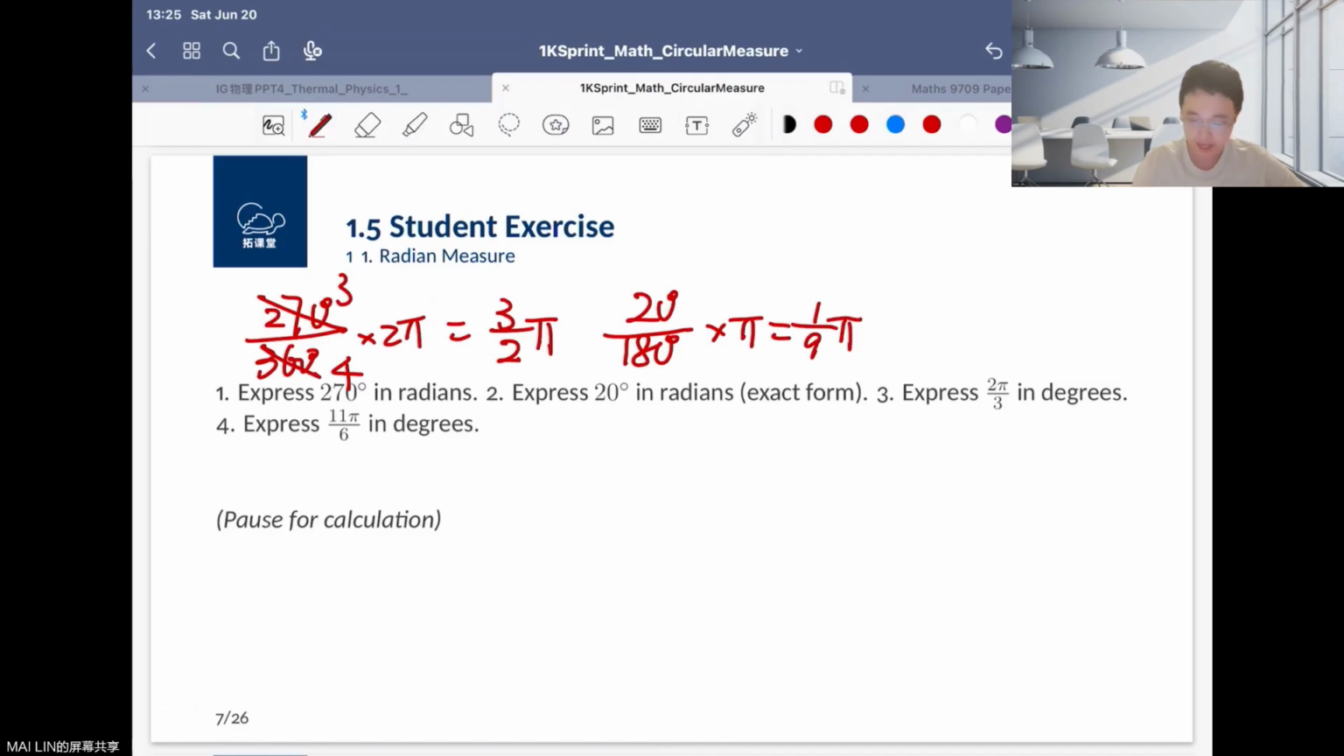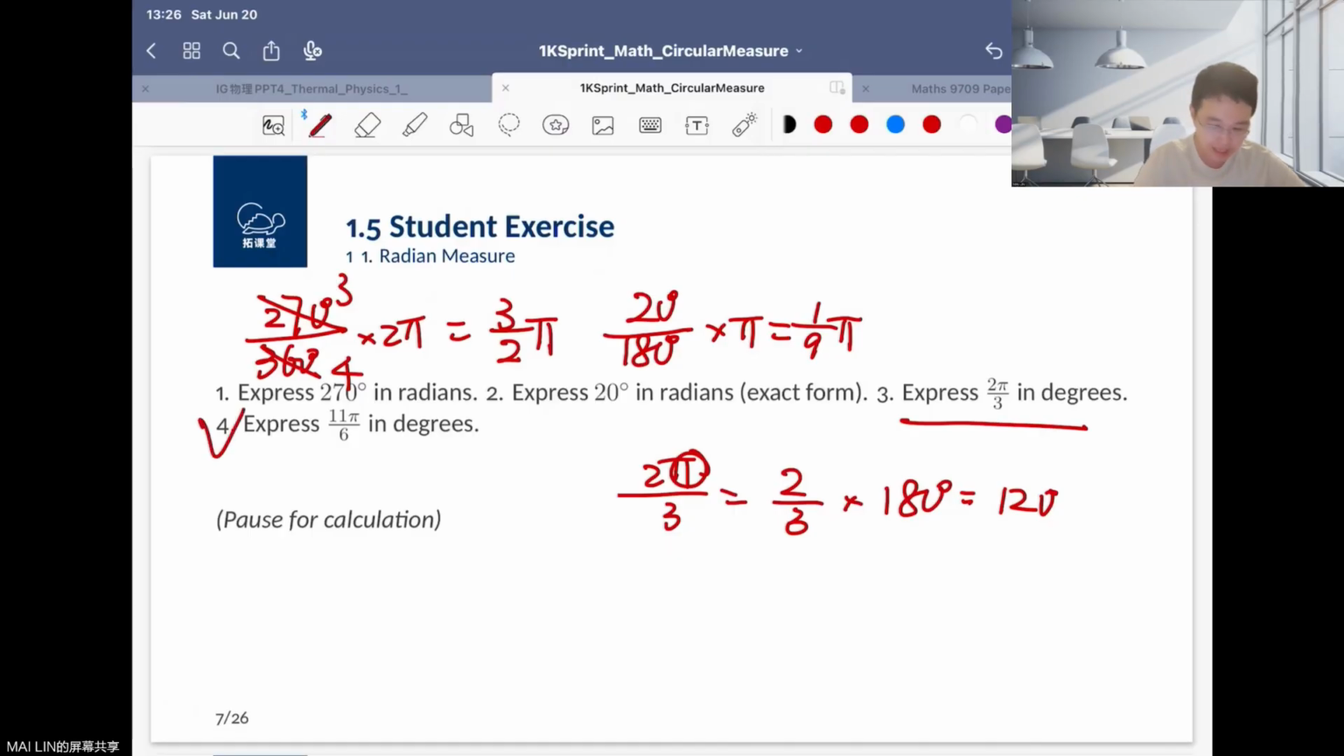For the next problem, express 2 pi over 3 in degrees. Pi can be considered as 180 degrees, right? So 2 over 3 times 180 degrees equals 120 degrees, okay? And for the last problem, express 11 pi over 6 in degrees. We set 11 over 6 times 180 degrees, right? So 180 over 6 is 30 degrees, and 30 times 11 equals 330 degrees, okay? That is how we can solve the problems together.